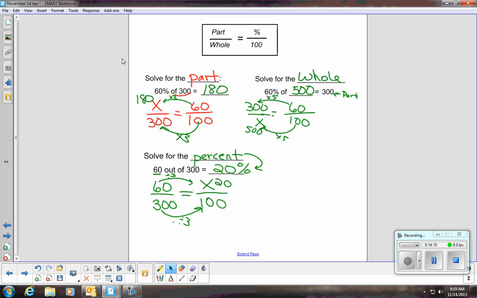The whole page. This is your ultimate reference sheet, your ultimate cheat sheet, as you will. I mean, obviously, you're not going to literally cheat, but this is your ultimate sheet. Tonight's homework. If you're going to solve for the part, you're going to do it with that process. If you're going to solve for the whole, you're going to use that process. And if you're going to solve for the percent, you're going to use the process on the bottom.